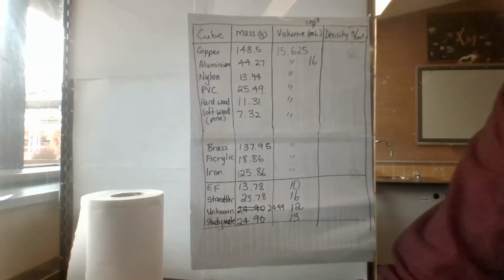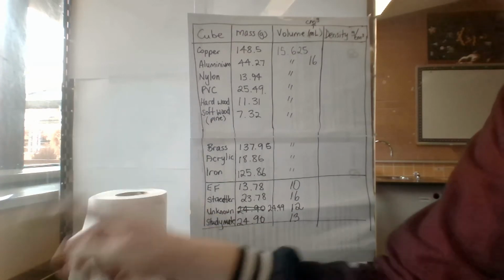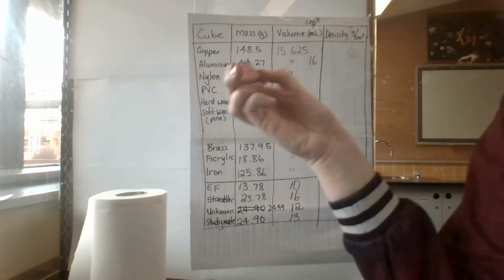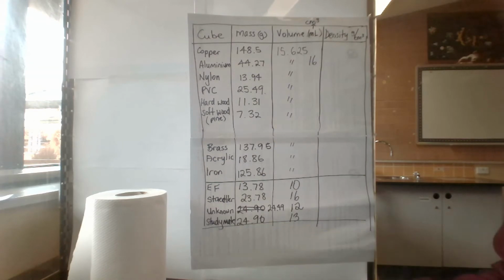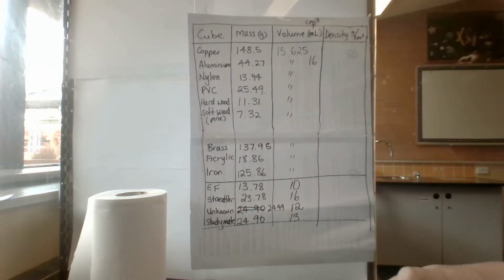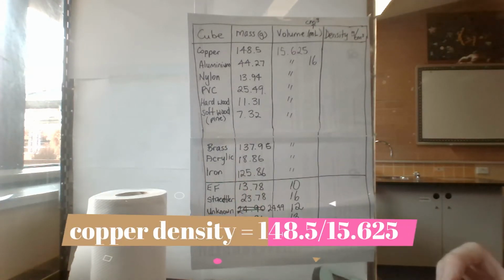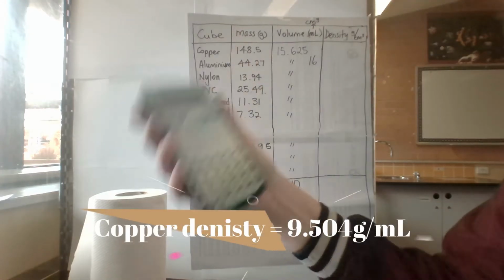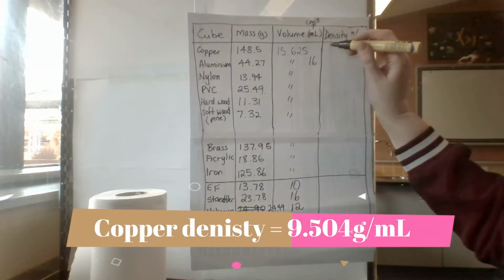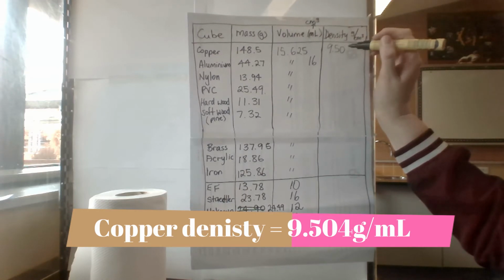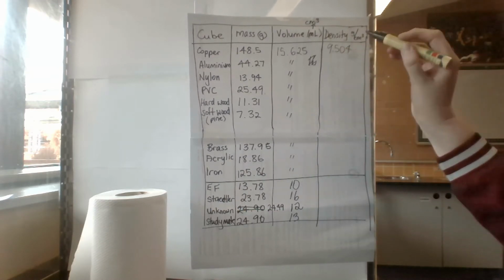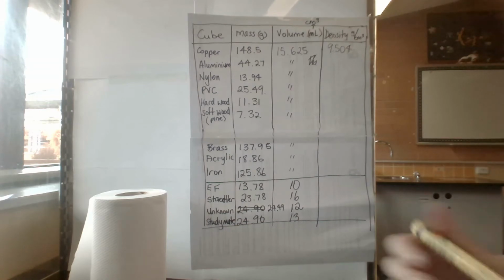So I'll show you how to do this. We'll do a couple together. Let's start with the copper. So the copper, its mass was 148.5 grams, and our volume, 148.5 on my calculator, divided by 15.625, which equals 9.504. So its density is 9.504, grams per cubic centimetre or grams per mil.